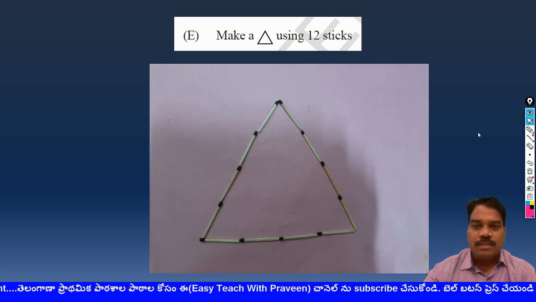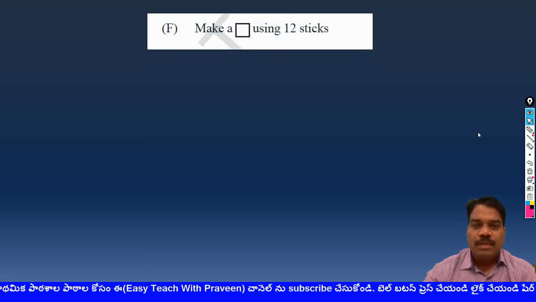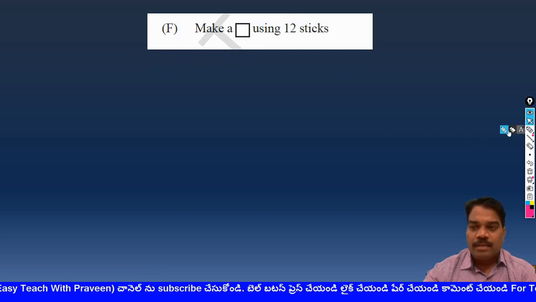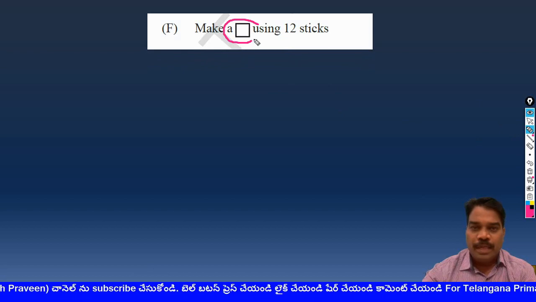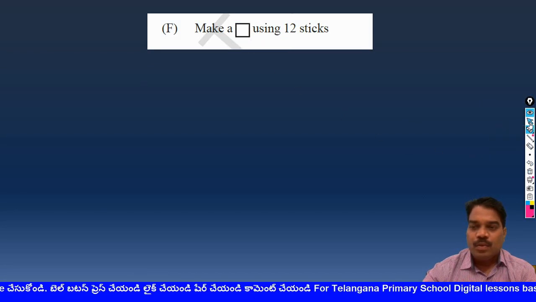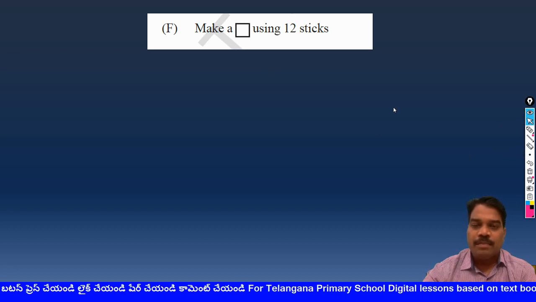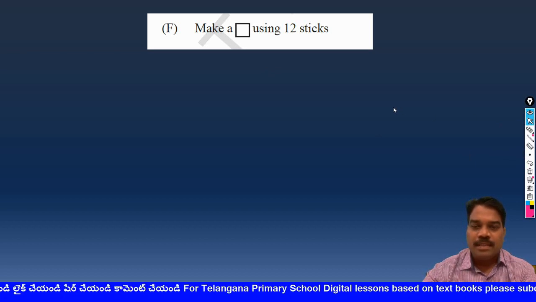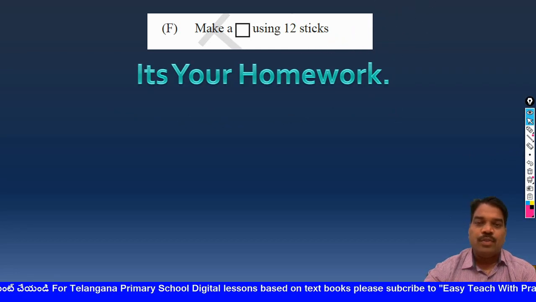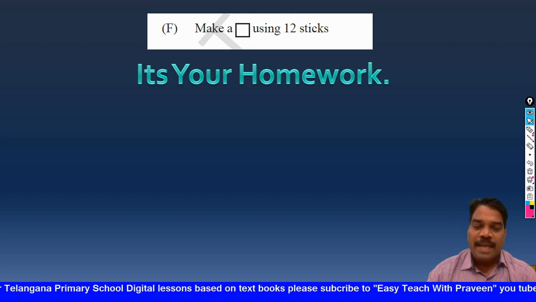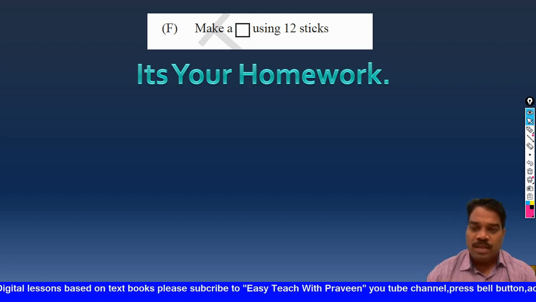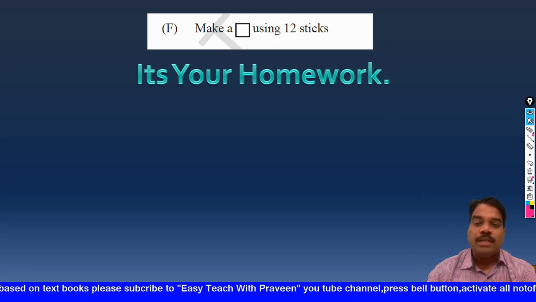Next question. Make a square. You have to make a square in which all the sides are equal. So for all sides you have to use an equal number of matchsticks. Now this will be your homework. You have to take 12 matchsticks and create a square, take a photograph of it and send it to the Telegram group.